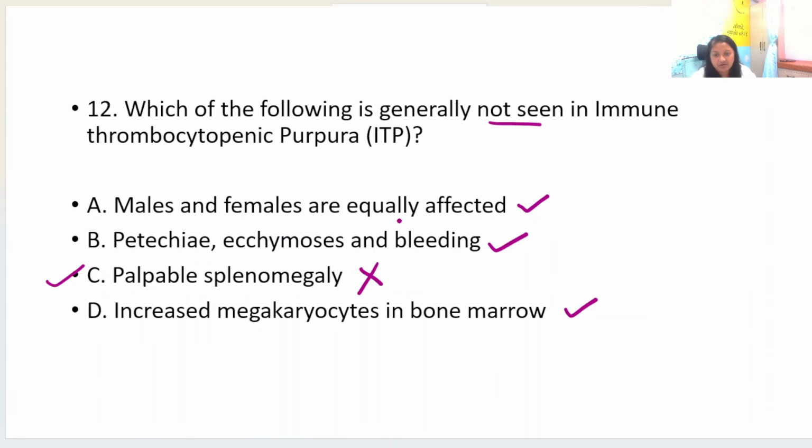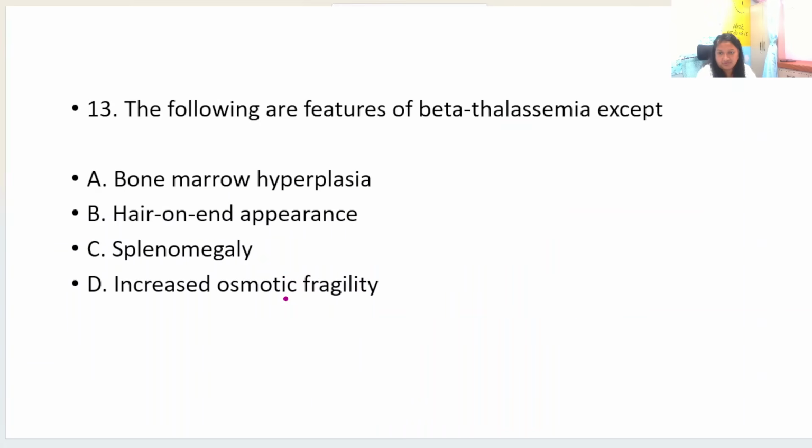So if you have a child who has come with a clinical picture of ecchymosis purpura and you notice that he has splenomegaly, he has bone pains, right, he has pallor, those are atypical features and that should definitely make you reconsider your clinical diagnosis. So palpable splenomegaly is not seen in immune thrombocytopenic purpura. If you find that, you have to look for other causes.